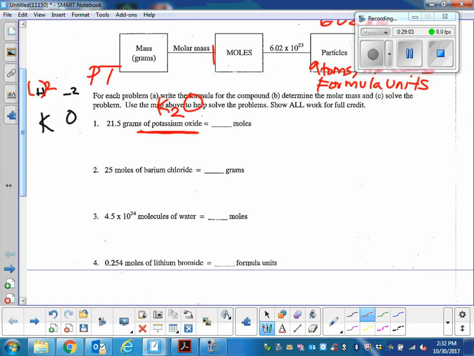K2O. Guys, why is everybody so slow in giving me the formulas? Next class is the test. Are we forgetting?